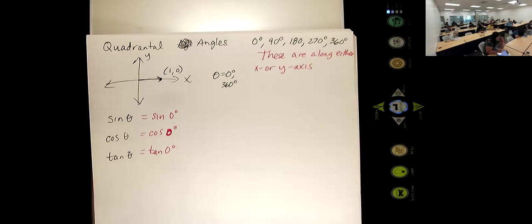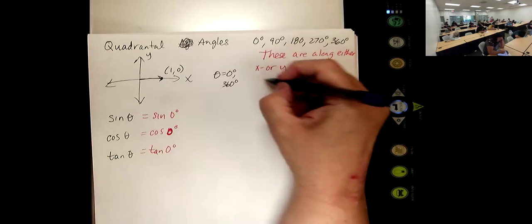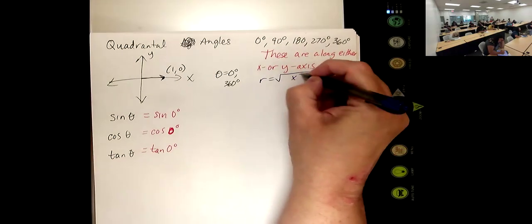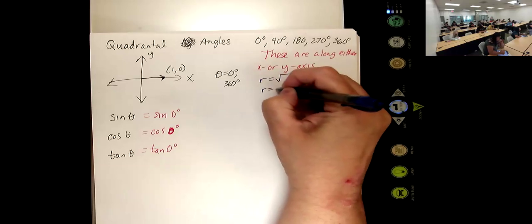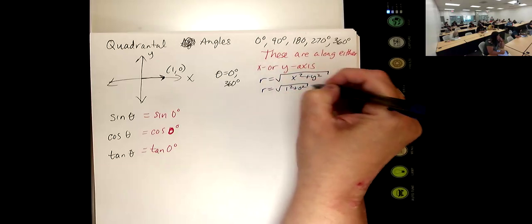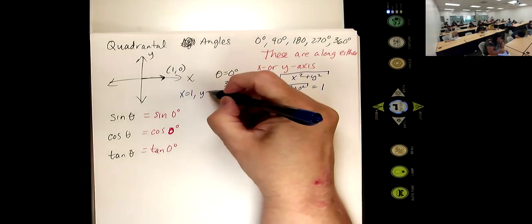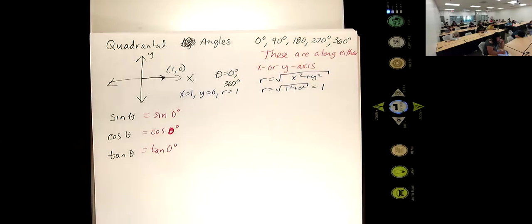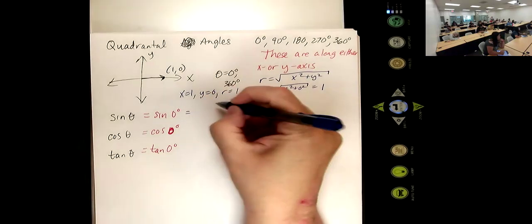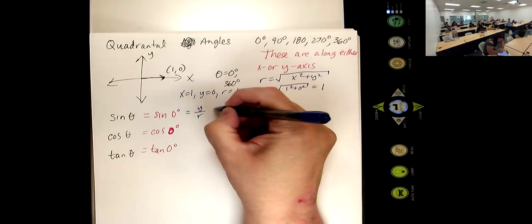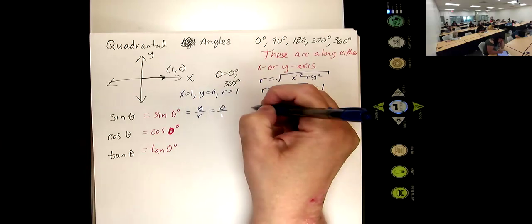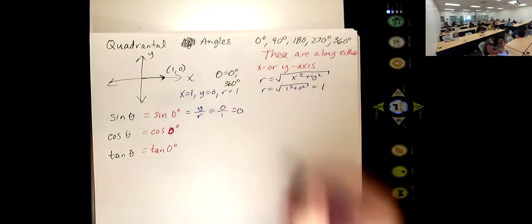Well, we have x and y, what's r? R, remember, is the square root of x squared plus y squared. This is the square root of 1 squared plus 0 squared, which is 1. So x equals 1, y equals 0, r equals 1. Sine theta is y over r, which is 0 over 1, and we're not going to leave it as 0 over 1 because we know that equals 0.